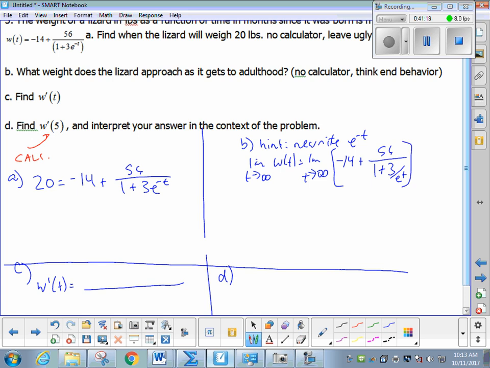you do a ton of thinking inside out. What does e to the t go to? As time goes to infinity, e to the t goes to big. So what does this go to? Small. So what does this go to? So what does this go to? It goes to 42. His weight approaches 42, or its weight approaches 42.